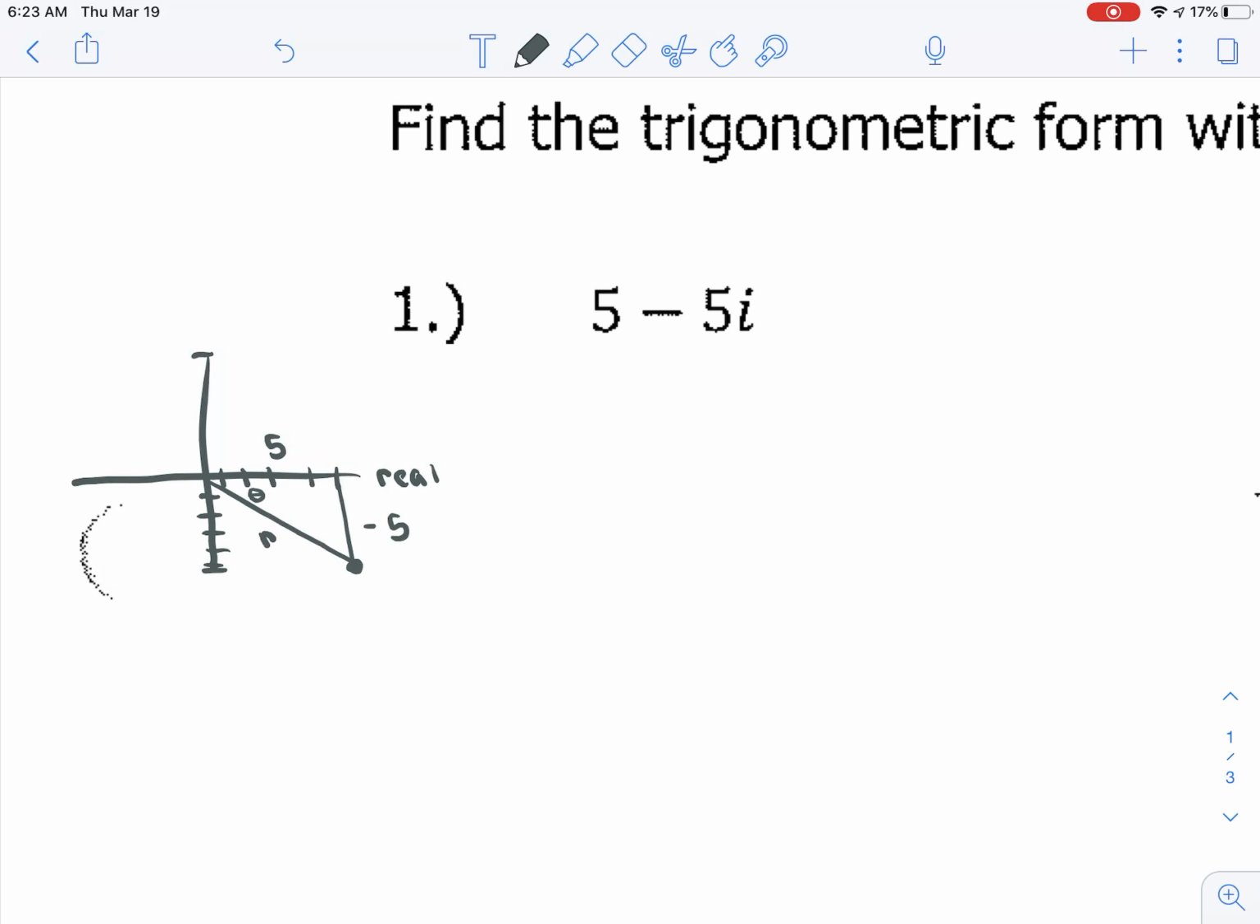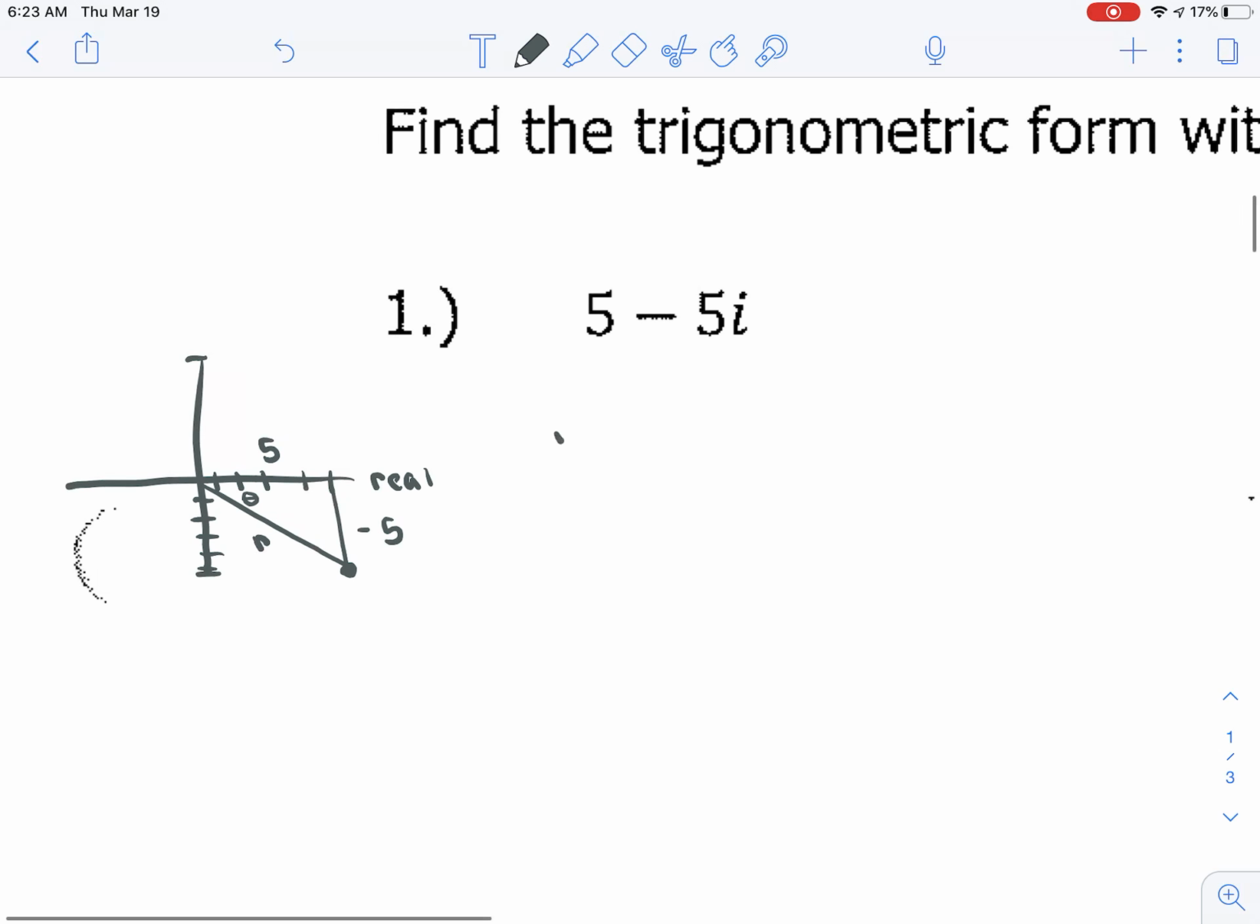I don't want you to confuse what that is. And we want to find our r and theta. So as we've been doing, you can think r squared equals this 5 squared plus the -5 squared. So we get r squared equals 25 plus 25, or 50.